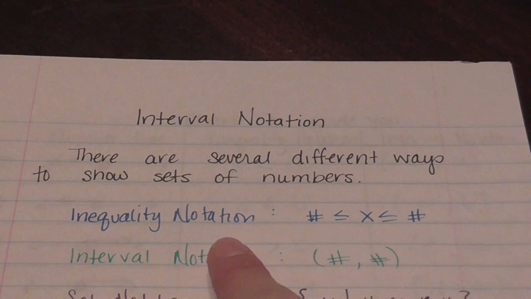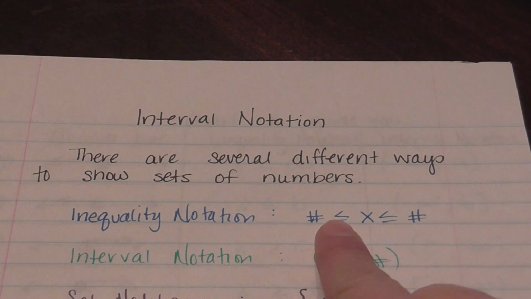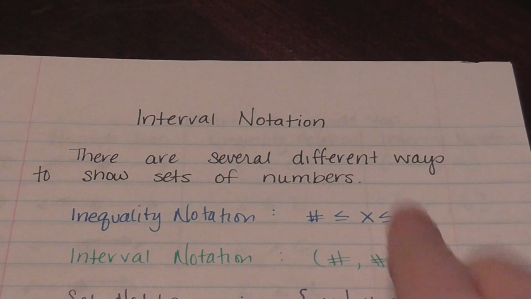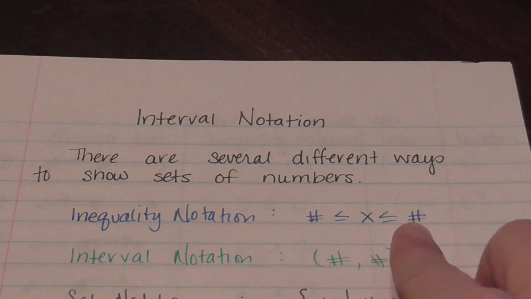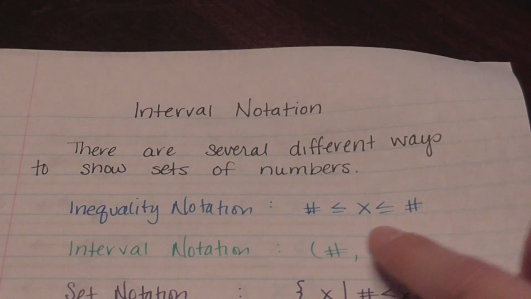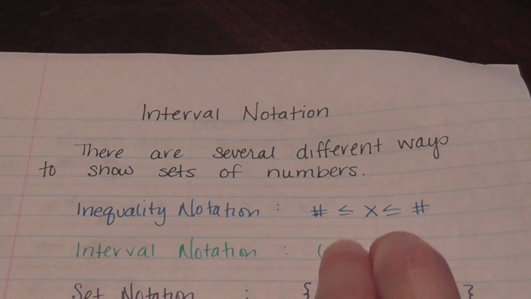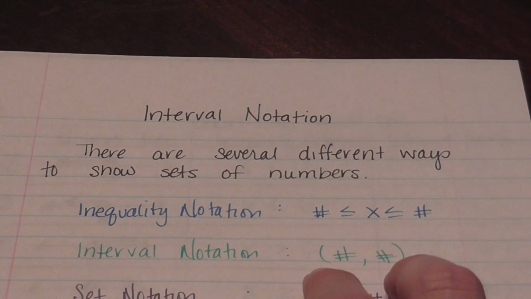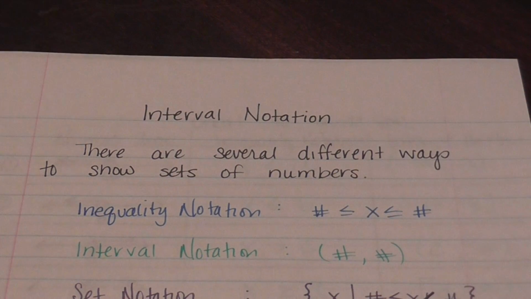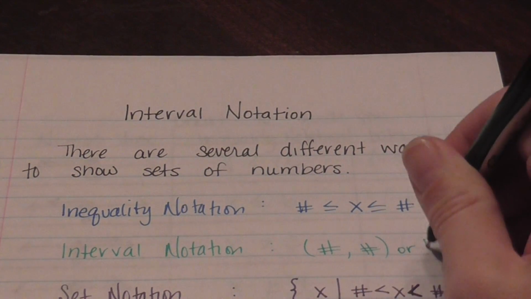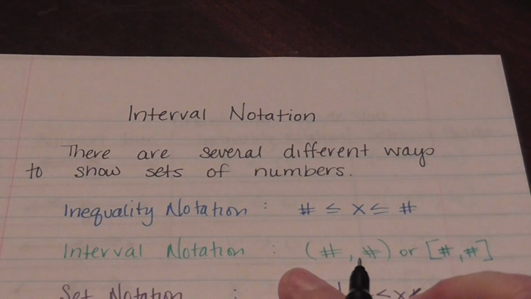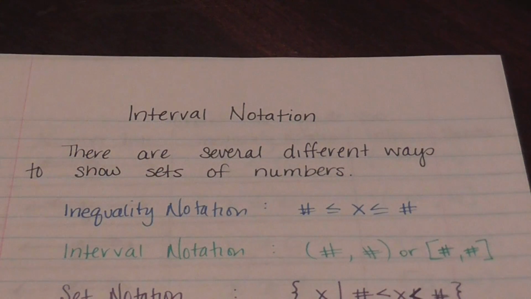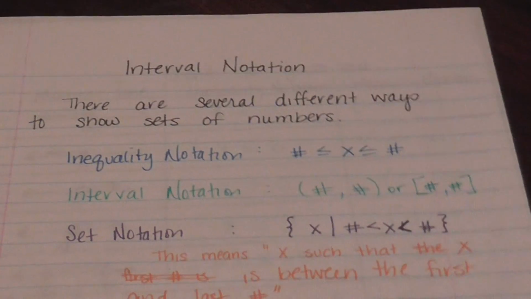So we've got inequality notation, which is your number is less than or equal to x is less than or equal to your number, and sometimes this is less than, and sometimes this is infinity or negative infinity, but that's inequality notation. Interval notation takes those same two numbers and puts them in a set of either parentheses, or you may also see it in a set of brackets, or any combination thereof. So you could have a bracket on one side and a parentheses on the other, or vice versa. The last kind of notation is called set notation.